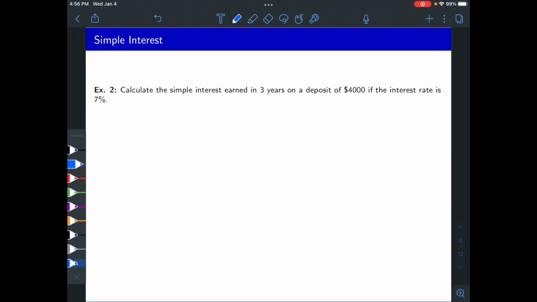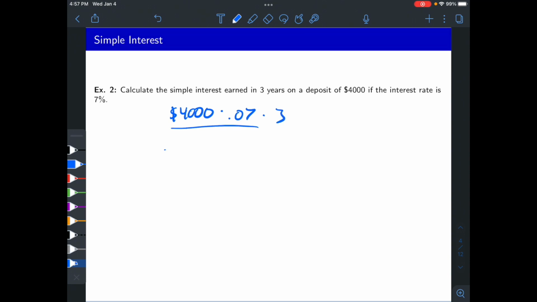All right, so our principal is $4,000. Our interest rate is 7%. So we first need to compute $4,000 times 7%, and then we just need to multiply that answer by 3.